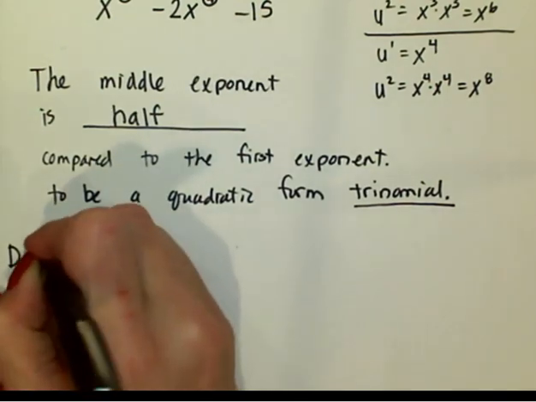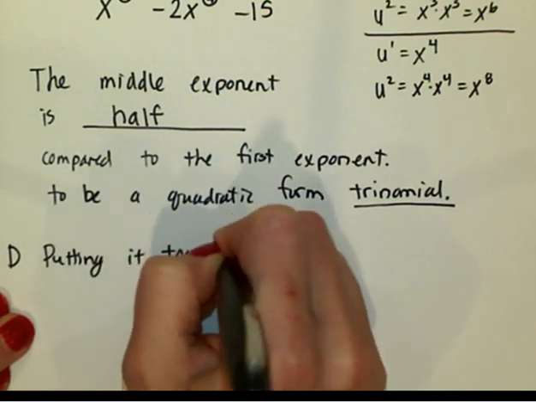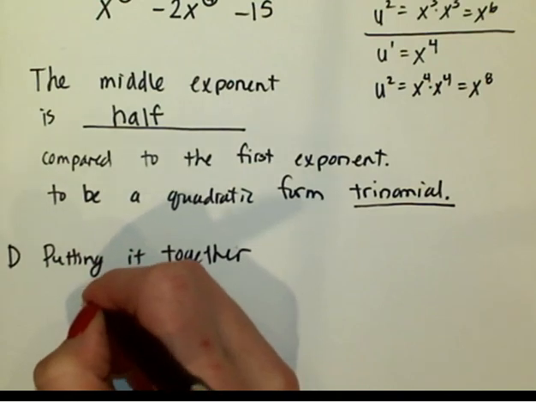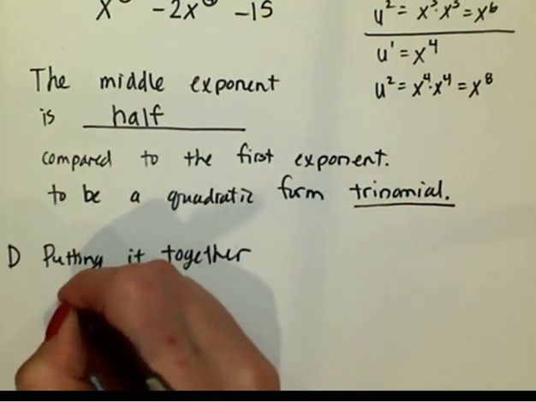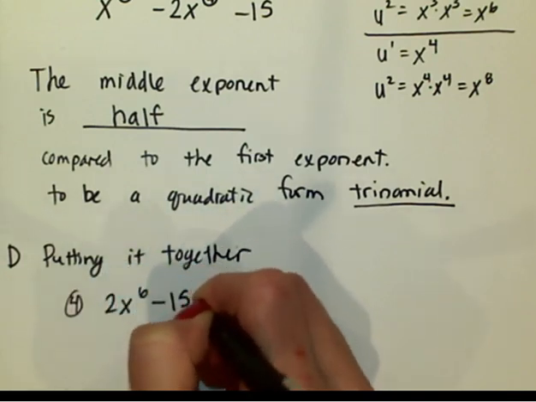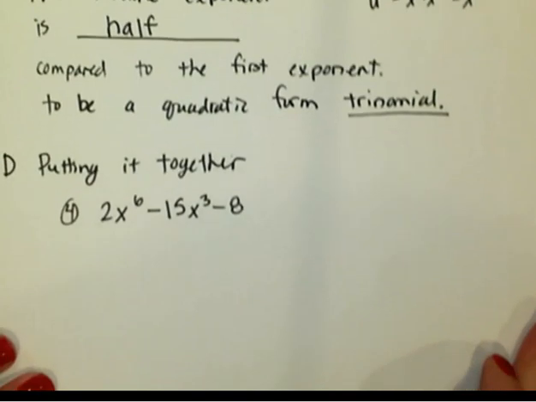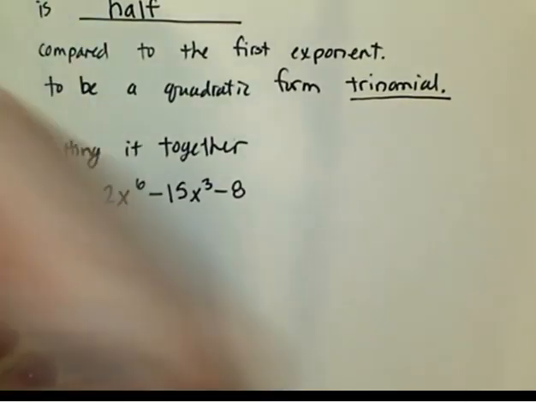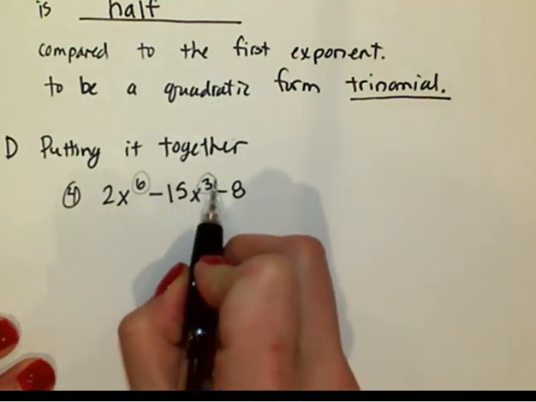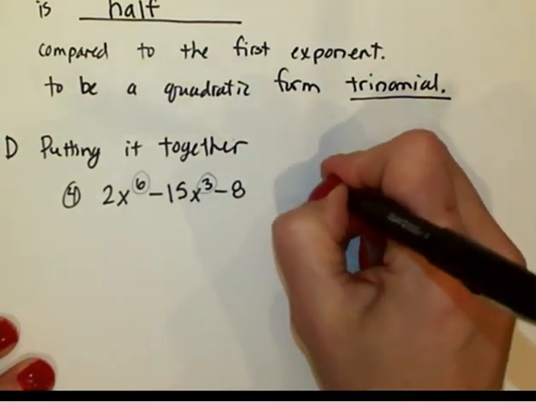Let's go ahead and put all of this together. Given the quadratic form polynomial, 2x to the 6th, 15x cubed minus 8, factor completely. Okay, so the first thing I notice is that I've got a trinomial. And I see that I'm skipping powers and that the middle term exponent is half of the original. Okay, so I'm going to go ahead and define my substitution.